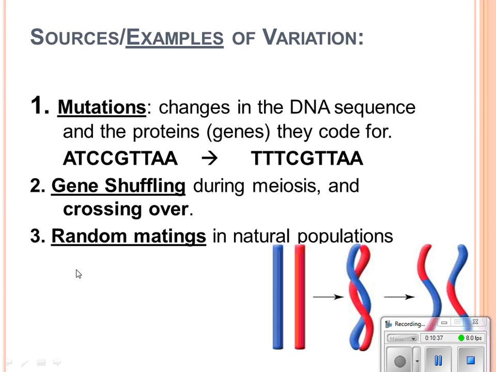And the third is random matings in natural populations. Everything is random, right? Whatever sperm meets whatever egg is completely random. So that randomness may have an effect on different types of variations.